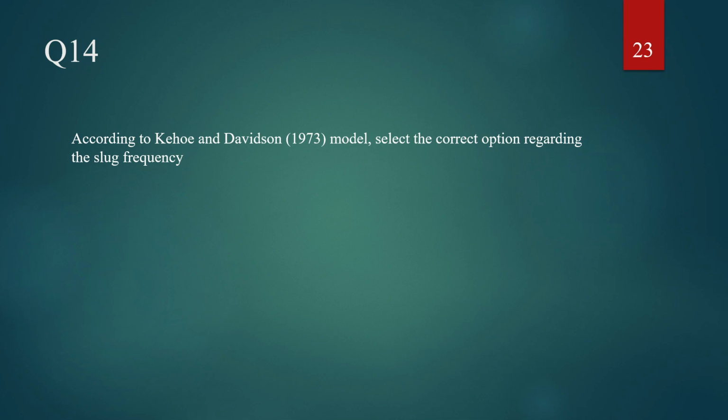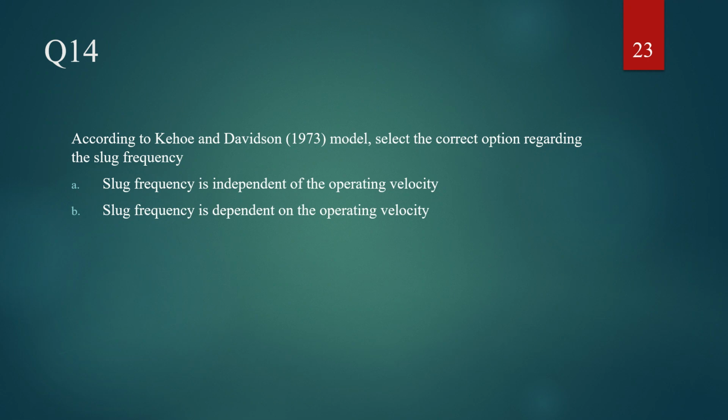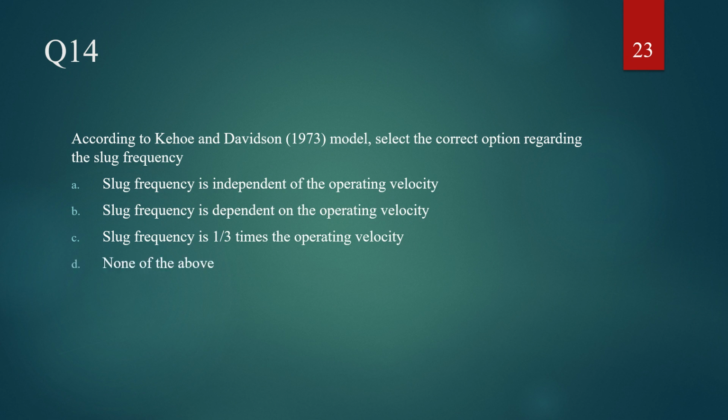We'll go to question 14. According to the Kehoe and Davidson 1973 model, select the correct option regarding the slug frequency. Option A, slug frequency is independent of operating velocity. Option B, slug frequency is dependent on operating velocity. Option C, slug frequency is 1 by 3 times the operating velocity. Or option D, none of the above.